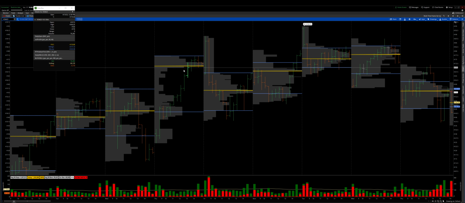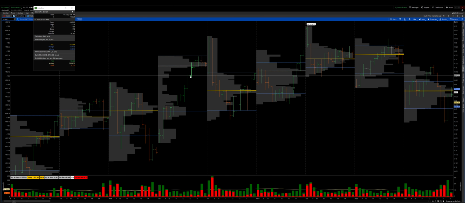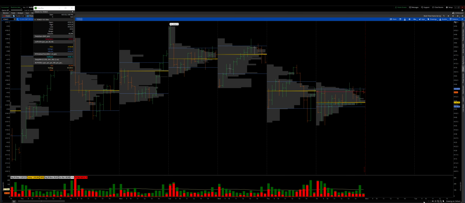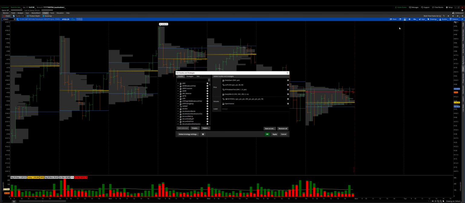So in this section where I'm running my mouse over, you can see there's a little bit of a gap here, right? Between this high and this low, kind of an intraday gap or a set of single prints, as we like to say. Other than that, my studies I have in here are the volume profile.